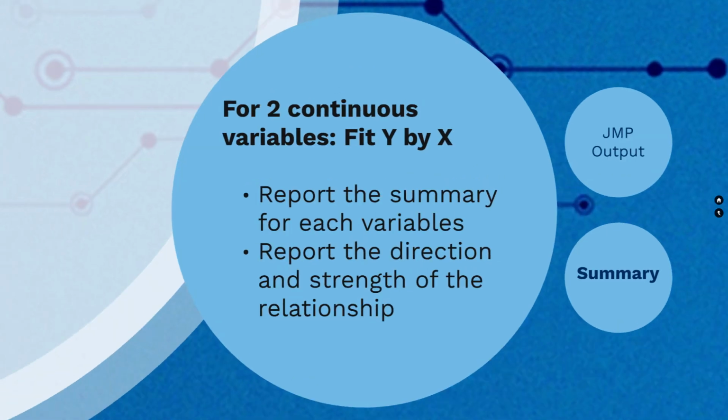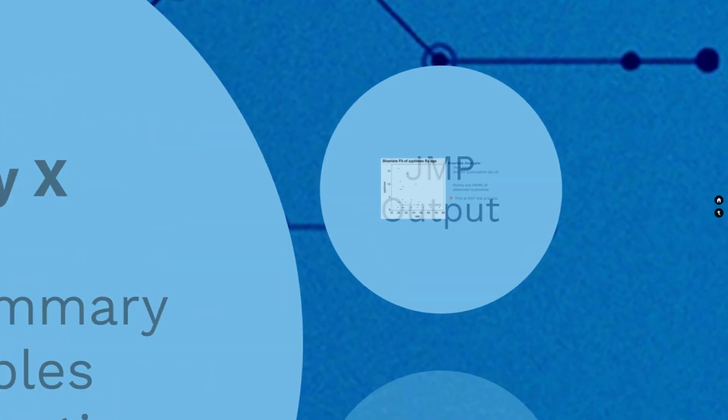So now what about two continuous variables? Again, fit Y by X. You'll see a pattern here for bivariate analyses. Fit Y by X. You'll report the summary for each of the variables. So independently, you'll do a univariate distribution for each of your continuous variables, and then you will report the direction and strength of the relationship between the two variables. Let's jump into the JUMP output.